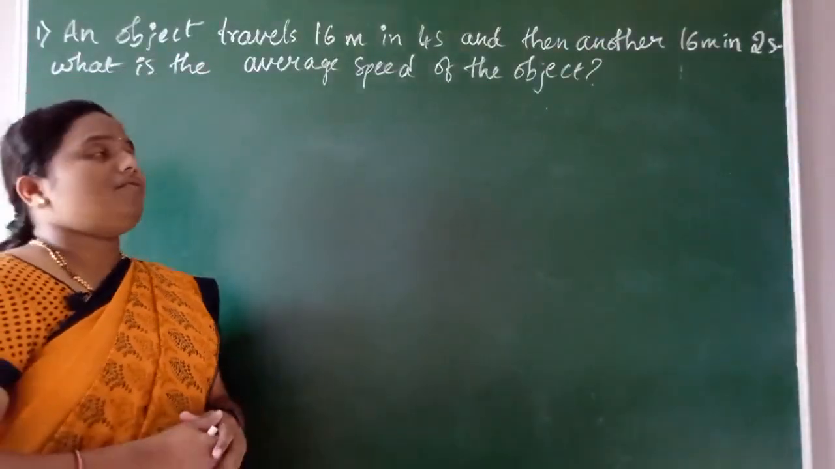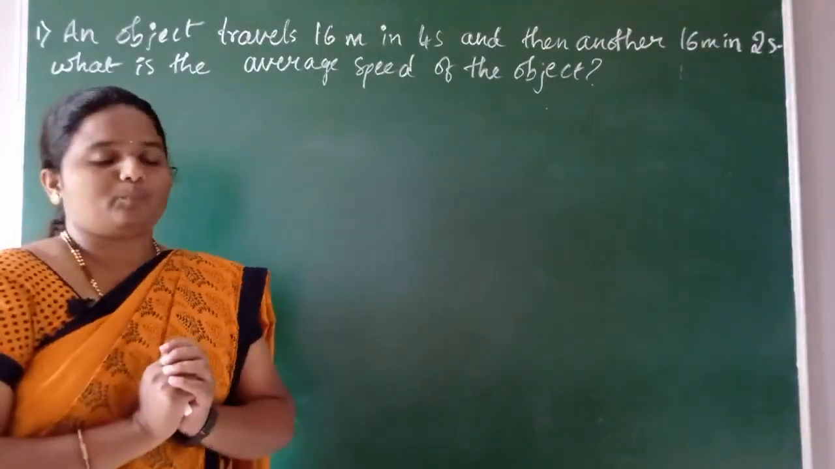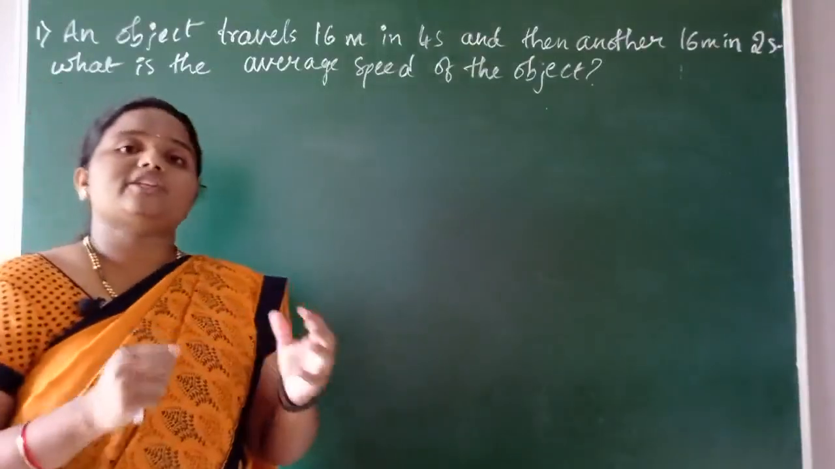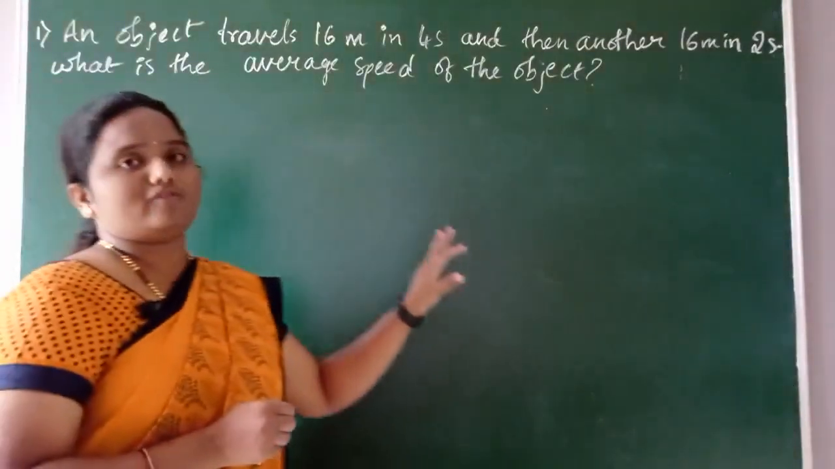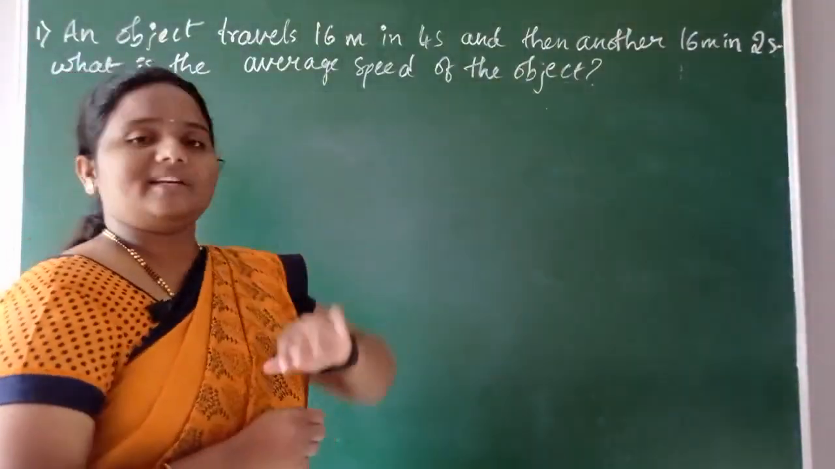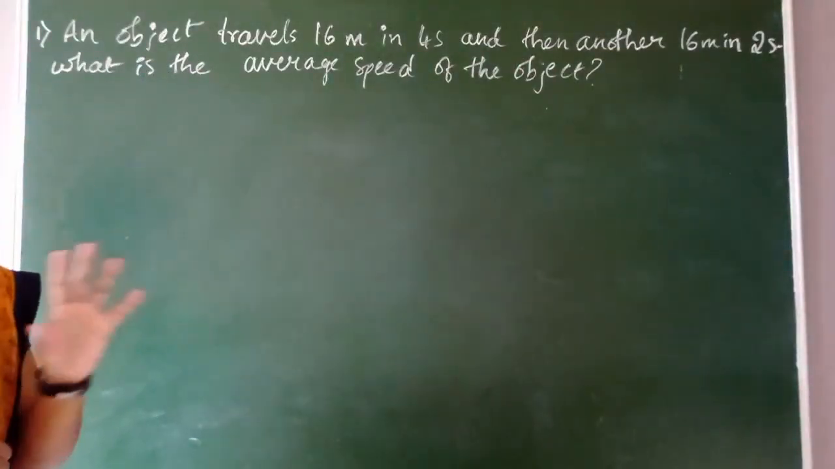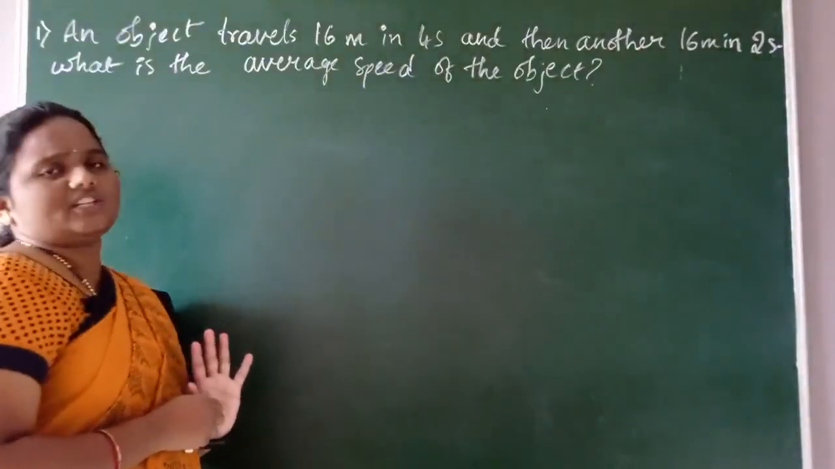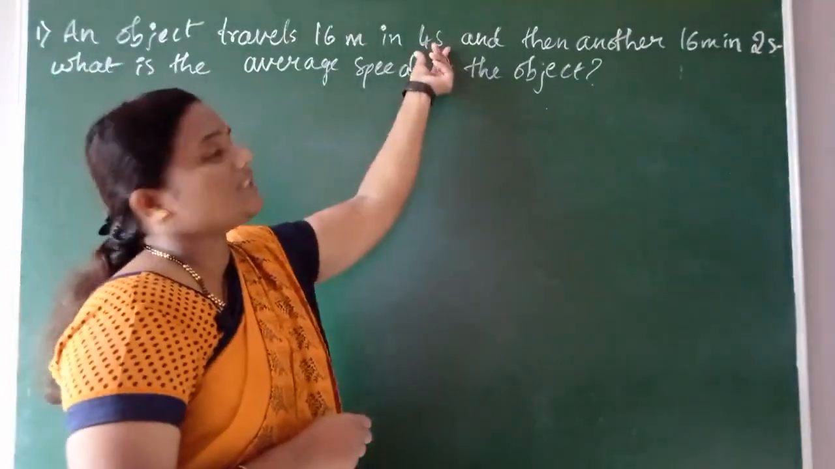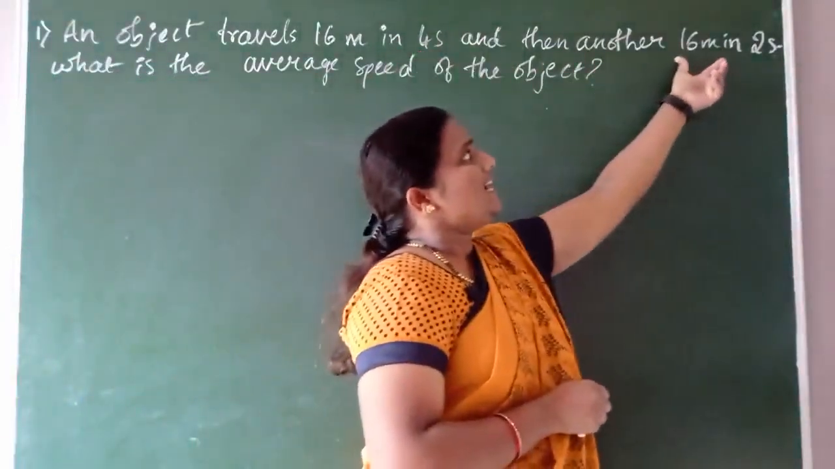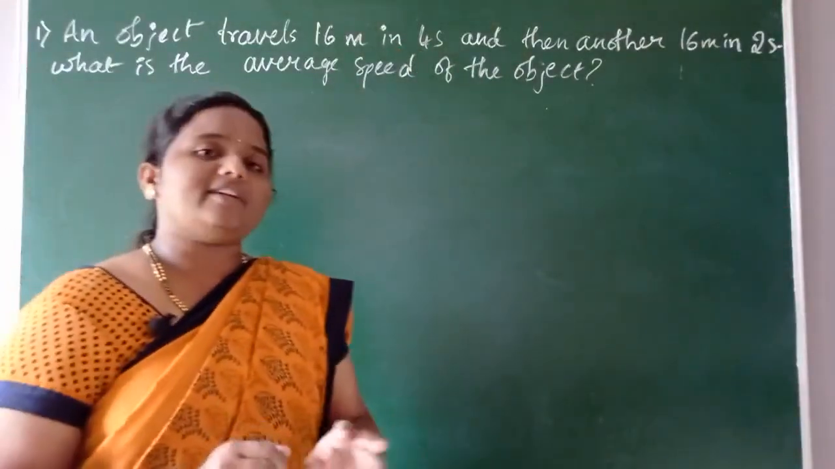Children, now we will solve numericals based on all these topics we have learnt up to now. Our first question is: an object travels 16 meter in 4 seconds and then another 16 meter in 2 seconds. What is the average speed of the object? Clearly, they mentioned that it is covering certain distances at a particular time and another distance at another time, isn't it, children? So what is the formula we need to use to calculate average speed, children?